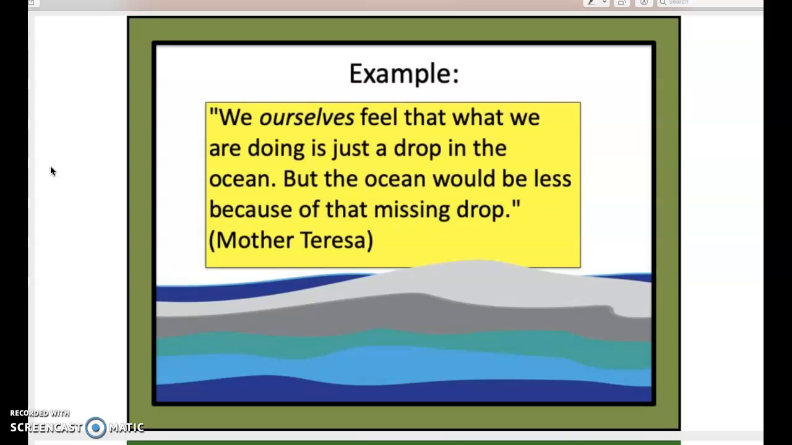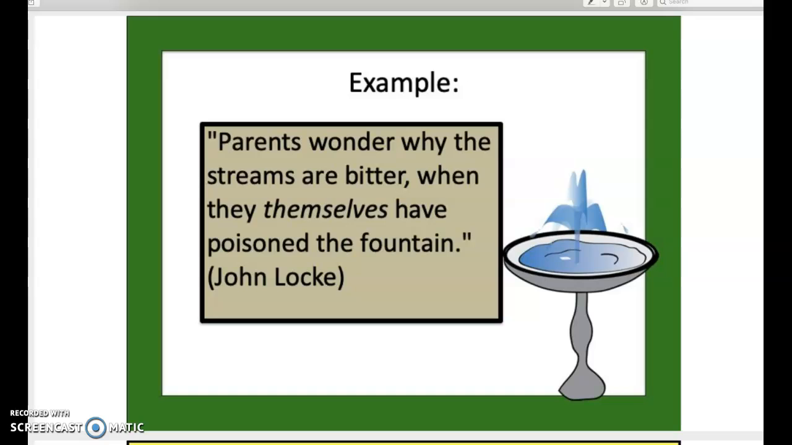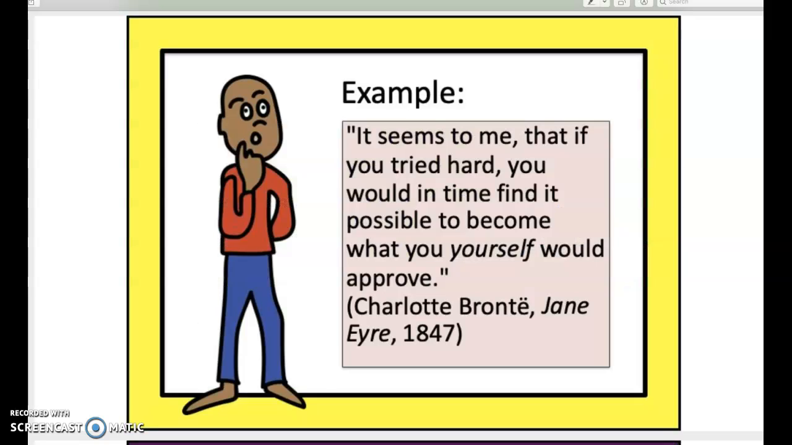We ourselves feel that what we are doing is just a drop in the ocean, but the ocean would be less because of that missing drop. Ourselves is putting emphasis on we. If we removed ourselves, the sentence meaning would stay the same. Parents wonder why the streams are bitter when they themselves have poisoned the fountain. Themselves is an intensive pronoun, putting emphasis on they. If we removed themselves, the meaning would still stay the same.